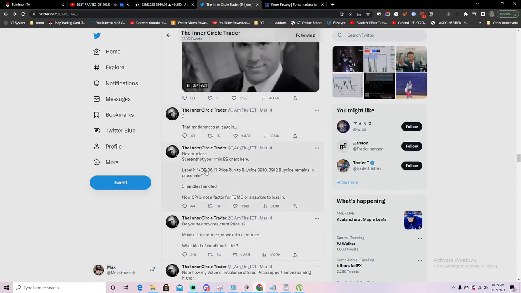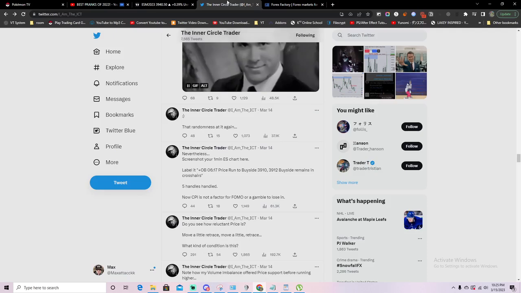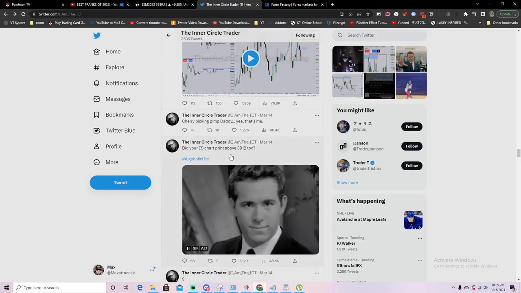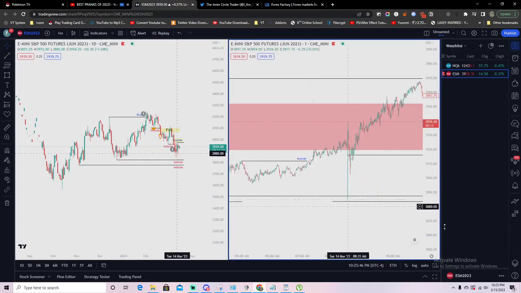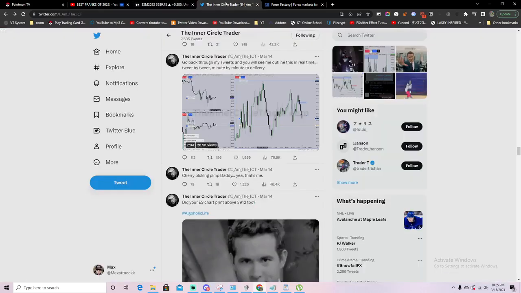"Nevertheless, screenshot your 1 minute. Label it order block. Run to buy side 320." So I guess he was just talking about that level of buy side liquidity being taken out, but I'm not necessarily sure. "Did your ES chart print above?" Okay, here's where he was. So I think this is when we had that. Okay, so I guess this is essentially where he's at right now. Yeah, this high and this high.